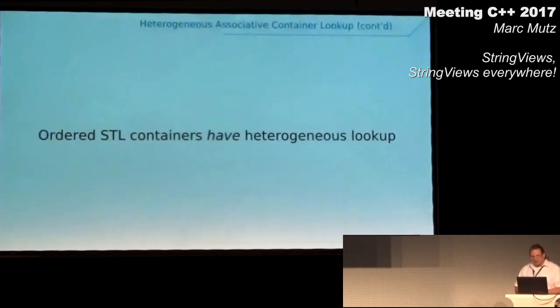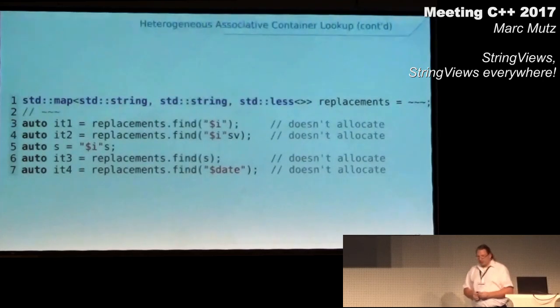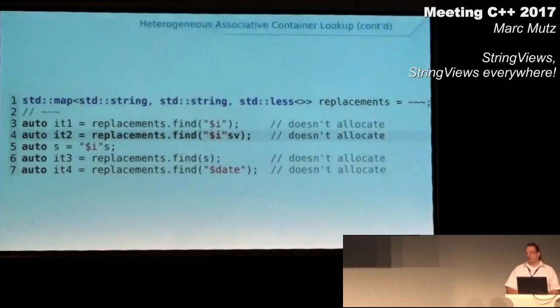Now, ordered STL containers have heterogeneous lookup. But we need to manually enable that. And you do this with the diamond-shaped less operator as the comparator. So now we can say, find me the string literal, and it will not allocate. And you can say, find me the string view, and it will not allocate. And this one did not allocate, and the last one does not allocate either.